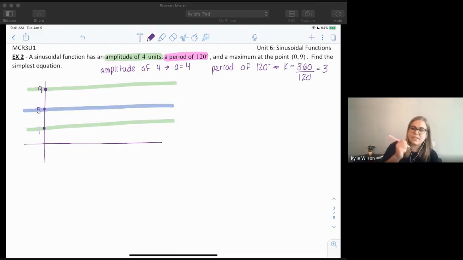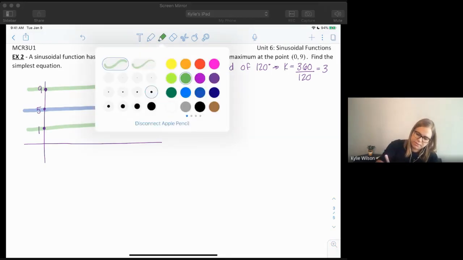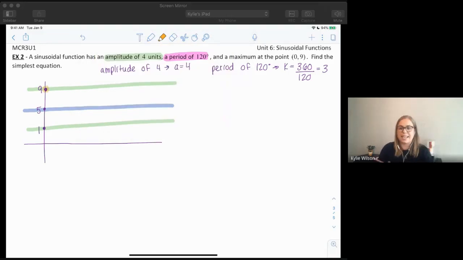So next, we know that our maximum is at 9. So that's the maximum, the highest point it will go. So from there, we know we're going to have to go down to our minimum. And then we'll go back up to our maximum. So now we can decide which equation would be simpler. If I look here, this looks far more like a cosine curve than a sine curve. So it would be much simpler for us to write a cosine equation.